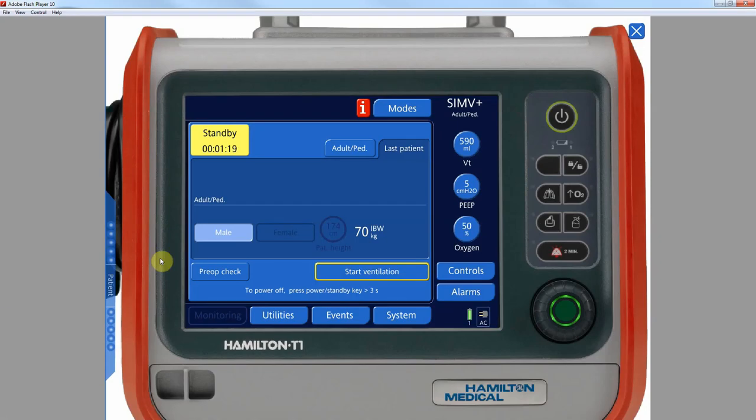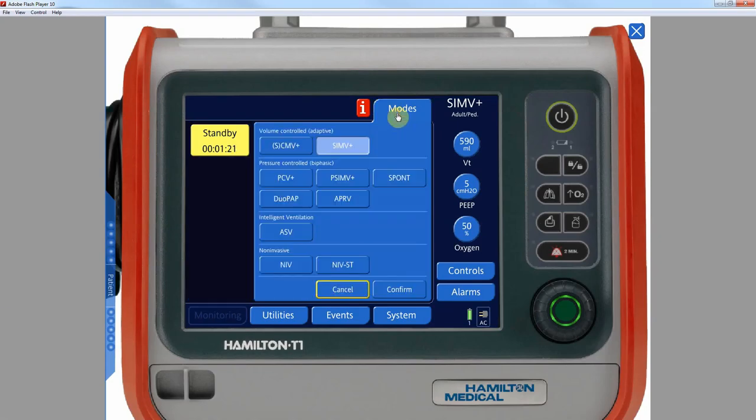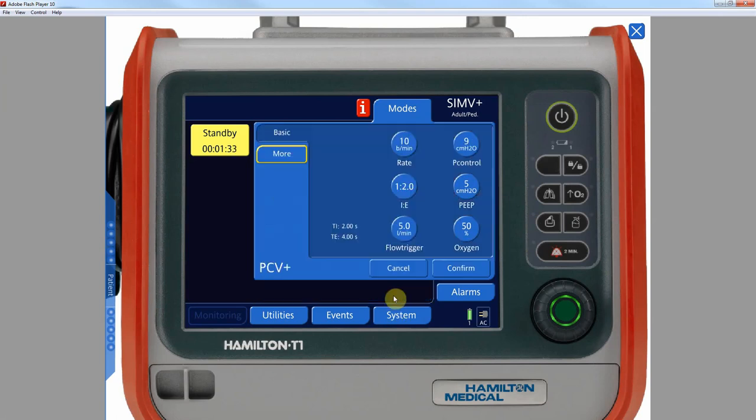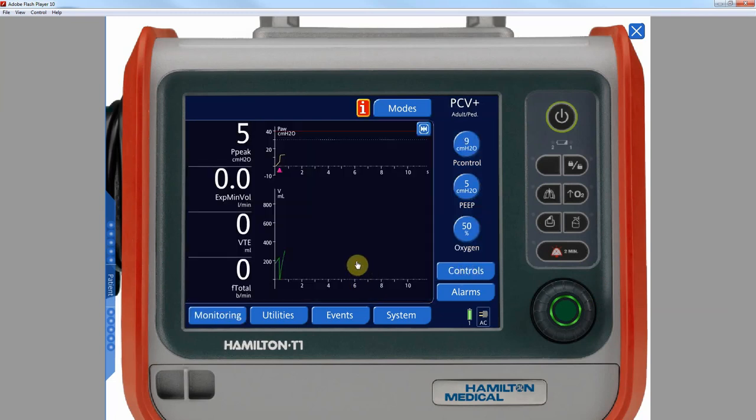So here's what that looks like, a pressure control mode. If we are in PCV Plus, we're not in SIMV, so every breath is going to be fully supported to try to reach the pressure that we set. So let's say we start with a P control of 10 at a rate of 10. We'll give it a second to register.